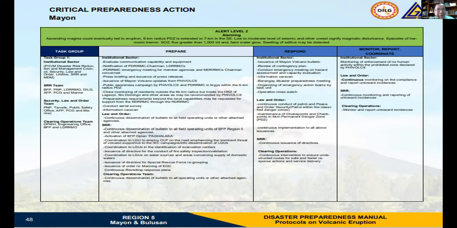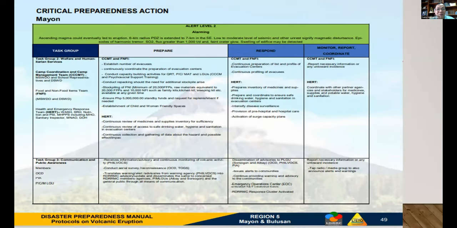Very expensive. For volcanic eruption of less than mga 1 to 1.5 months, we need to spend about 500 to 600 million pesos. In 1984, that was three months. So mas malaki. So napakalaki ng cost. Okay. So yan na yon.